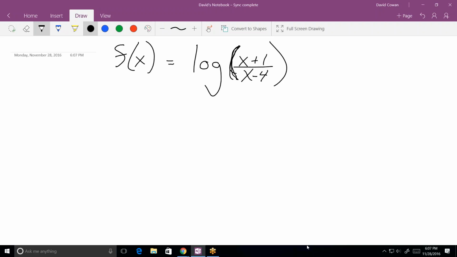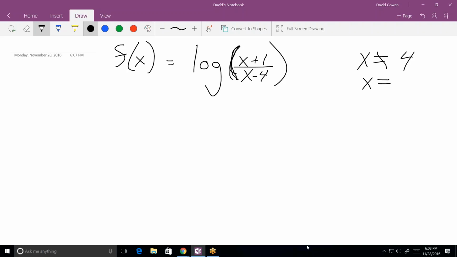Whenever they ask you about domain, what you have to ask yourself is, what can x not be? Well, when you're dealing with log functions, first of all, this can't be 0 or negative. Second, you can't divide by 0. So x cannot be equal to 4. That would cause division by 0.